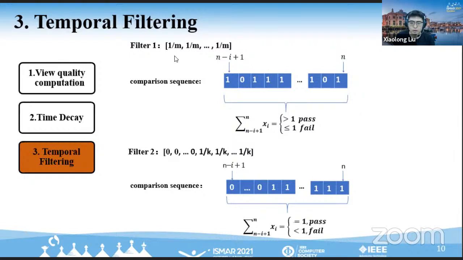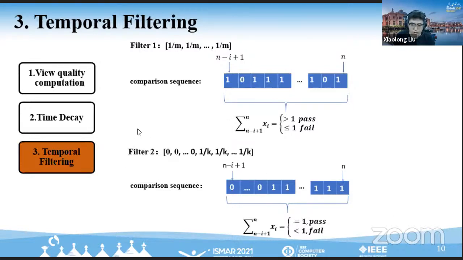If it has the highest viewport quality in a frame, we set its flag to 1. Otherwise, the flag is set to 0. After the non-dominant user with the highest viewport quality is determined in frame N, we get its flags of frame N minus I plus 1 to N and generate a comparison sequence. If the filter result is greater than 1, it means the user has the highest viewport quality in at least M consecutive frames, and we set it to the dominant manipulator.